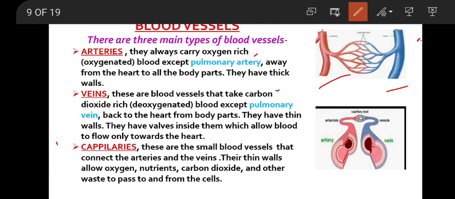Pulmonary artery carries carbon dioxide blood. Pulmonary vein carries oxygenated blood. So this is the difference between arteries and veins, and capillaries you understood. We will discuss the function of these blood vessels when I teach you about the working of our heart. Thank you, children.